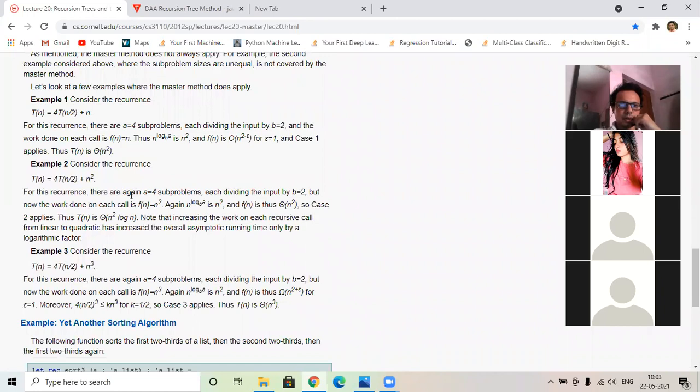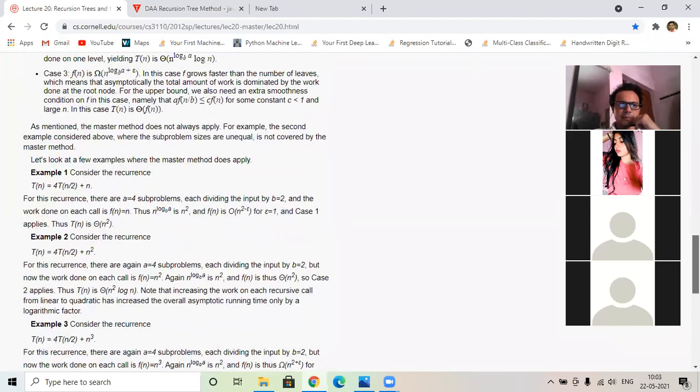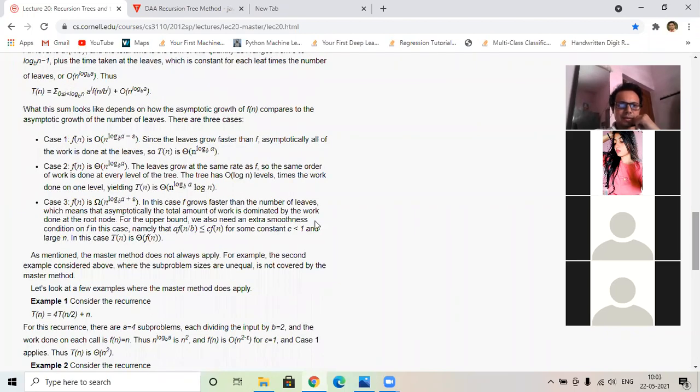In case 2, here A is equal to 4, B is equal to 2, and Fn is equal to n square. At first you calculate n to the power log A base B. It is n square. Also Fn is equal to n square. So Fn and n square are the same. Same means case 2 applies: no minus epsilon, no plus epsilon, exactly the same. So it is case 2.